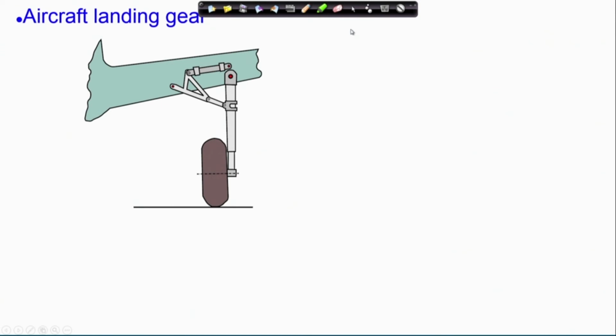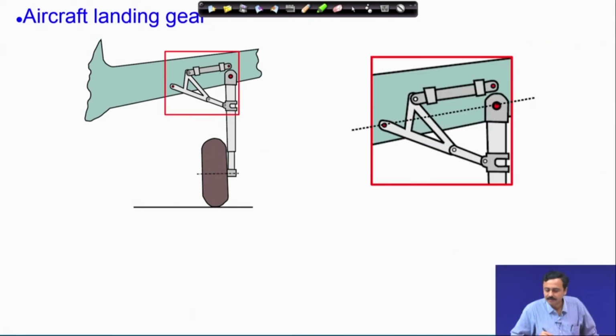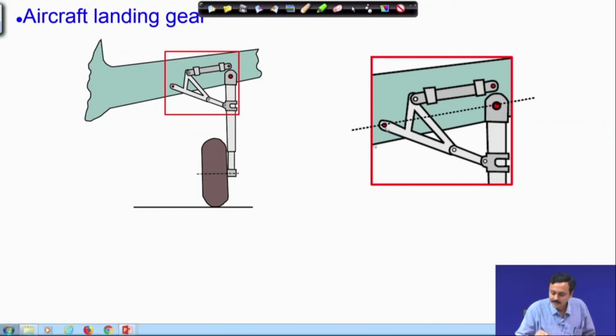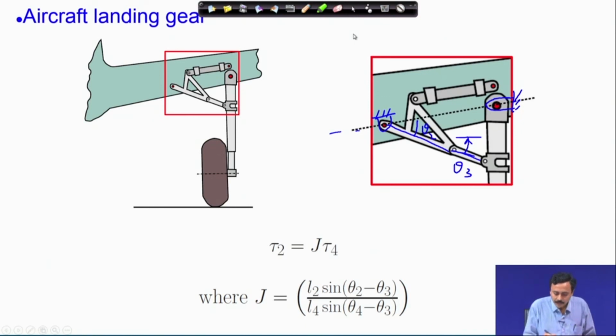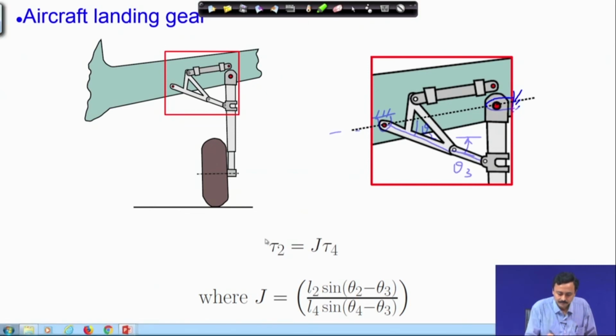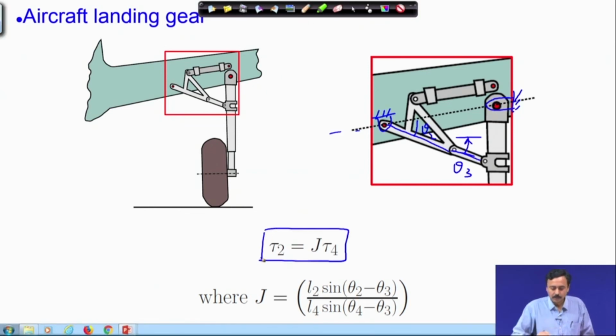Similarly, if you look at the mechanism in the aircraft landing gear, this is again a 4 bar mechanism, and here also this dashed line is the line of frame, and this is theta 2 and this is theta 3. They are nearly equal or equal, and hence the torque relation between the input and output, tau 2 is j times tau 4, where j is again given by this.